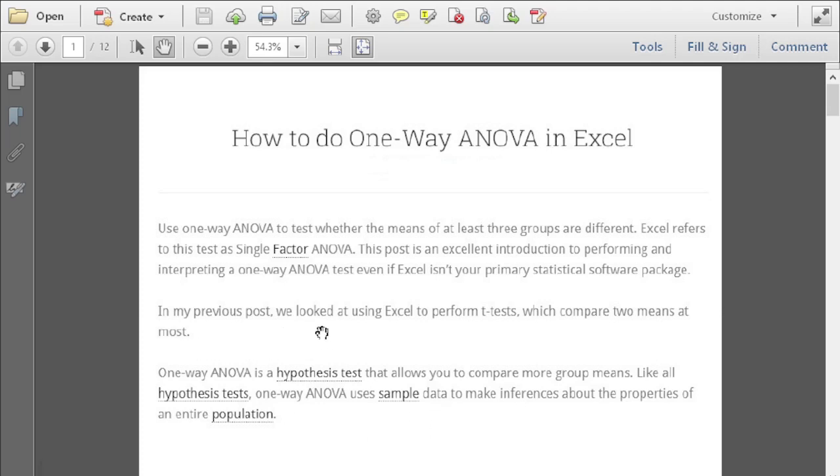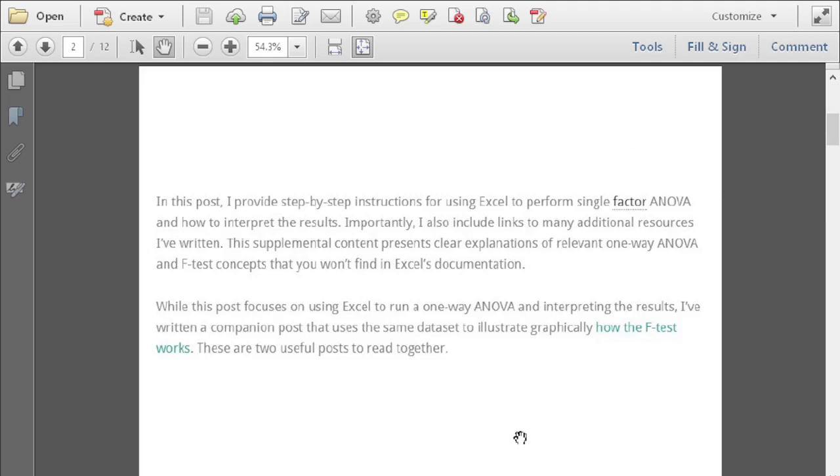In my previous post, we looked into Excel and performing t-tests, which compare two means at most. One-way ANOVA is a hypothesis test that allows you to compare more group means. Like all hypothesis tests, one-way ANOVA uses sample data to make inferences about the properties of an entire population. It will also have a null hypothesis and an alternative hypothesis. In this post, we're going to provide instruction on using Excel to perform single factor ANOVA.